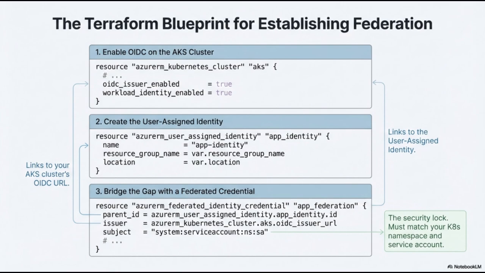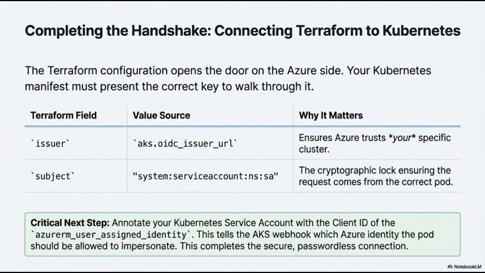When these 3 components are correctly configured, your Kubernetes pods can securely exchange their tokens for Azure AD access tokens without the need for managing secrets. The Terraform configuration opens the door on the Azure side, but your Kubernetes manifest must present the correct key to pass through it. To establish the secure link, we focus on 2 primary fields within the Terraform resource.